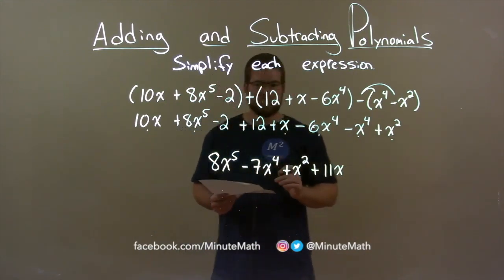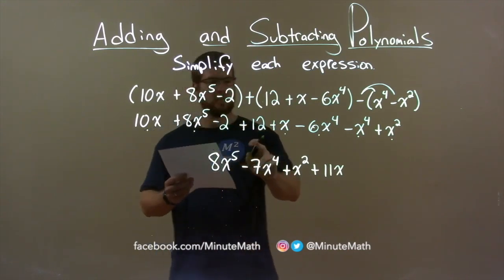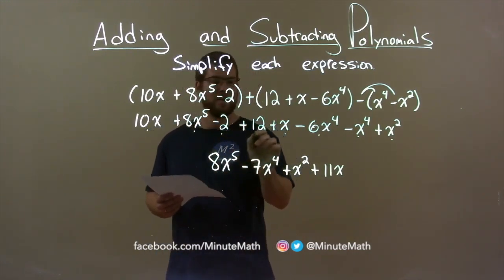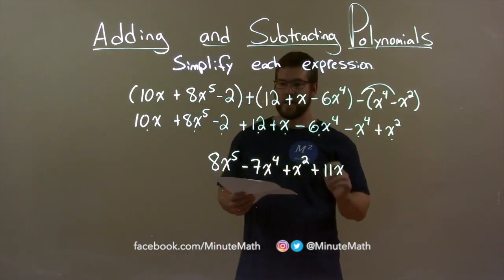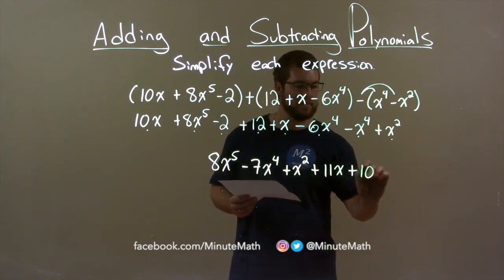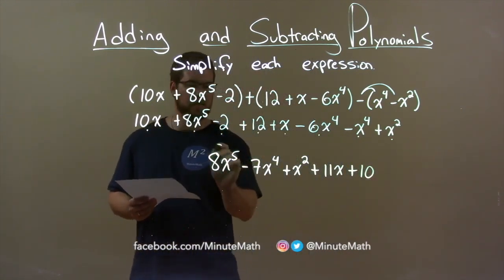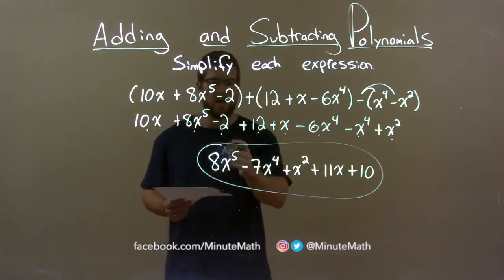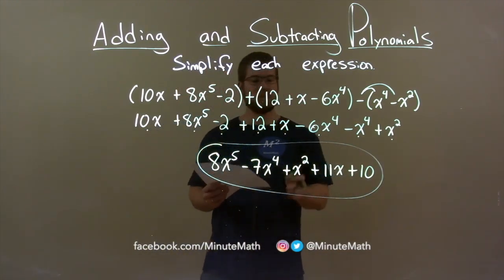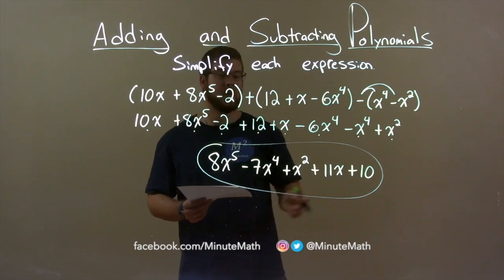And lastly, we have our numbers. We have a minus 12 and minus 2 and a plus 12, and that's it. And that comes out to be a positive 10. And there we have it. We brought everything down. And our final answer here is 8x to the 5th minus 7x to the 4th plus x squared plus 11x plus 10.